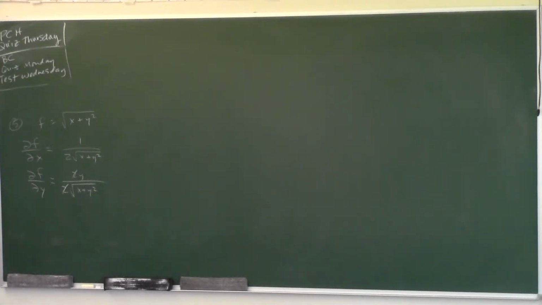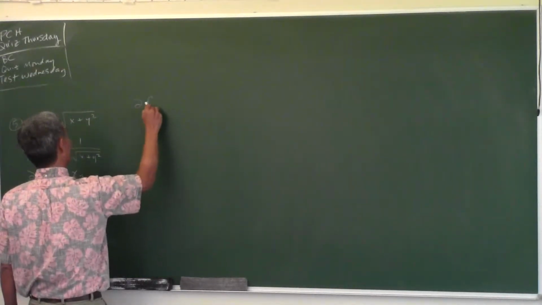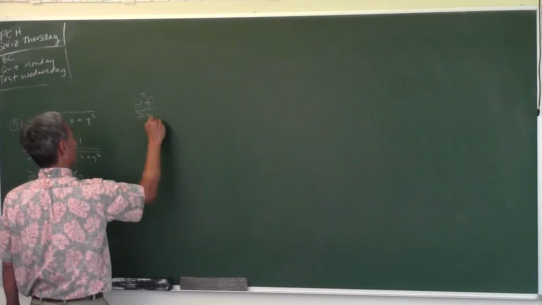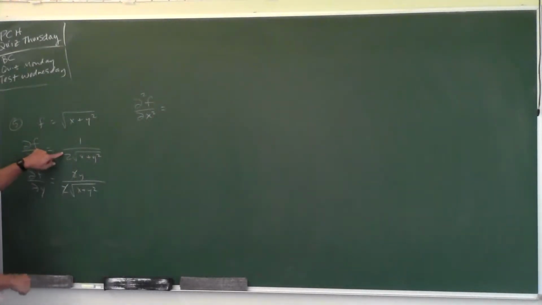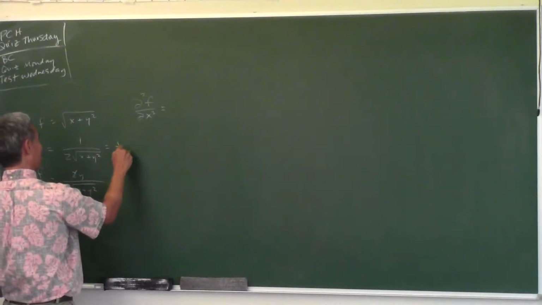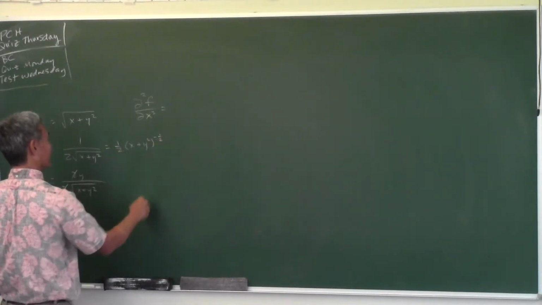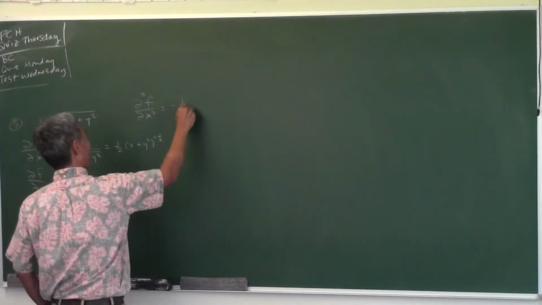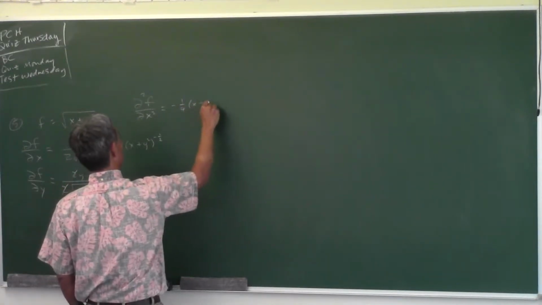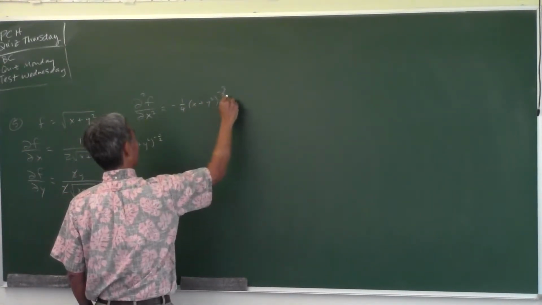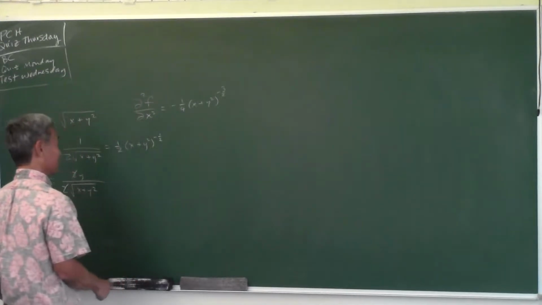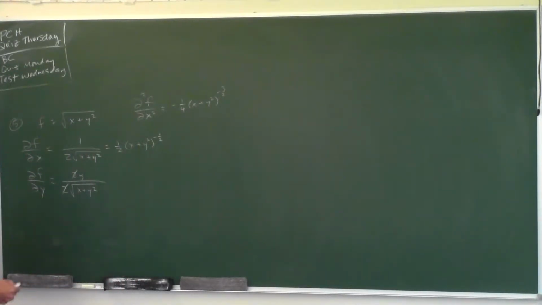All right, and now we have to find the mixed partial. The first one is the second partial of f with respect to x, so you just take this one and differentiate it with respect to x. I'm assuming you're rewriting that as 1/2 (x plus y squared) to the negative 1/2. Yeah, so that's going to be negative 1/4 (x plus y squared) to the negative 3/2 times 1.